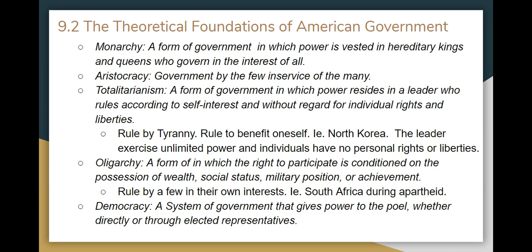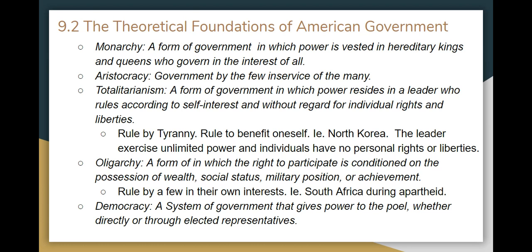Totalitarianism is a form of government in which power resides in a leader who rules according to self-interest and without regard for individual rights and liberties. In other words, rule by tyranny, rule for the benefit of oneself. For instance, North Korea. The leader exercises unlimited power and individuals have no personal rights or liberties.